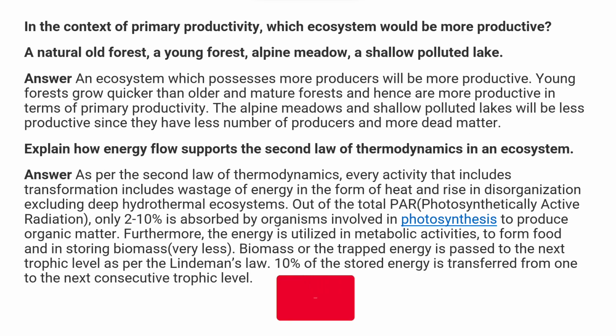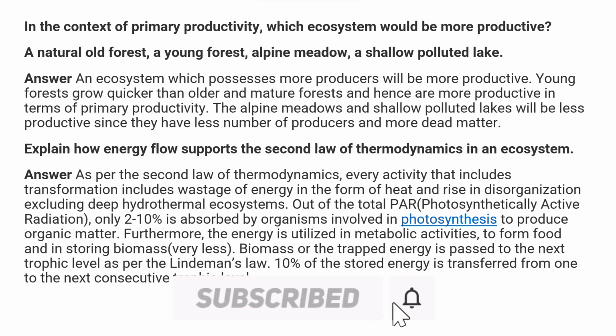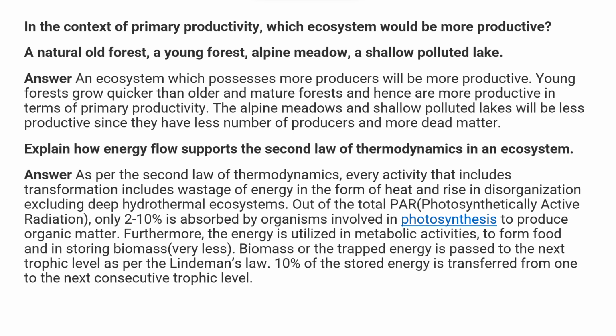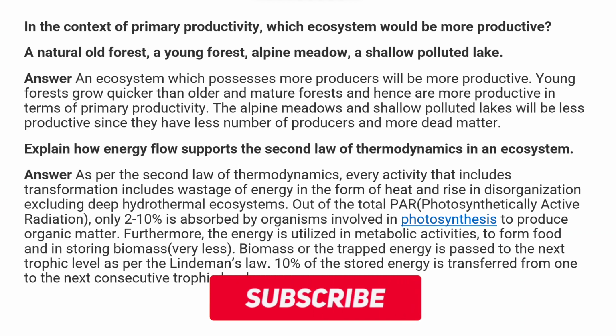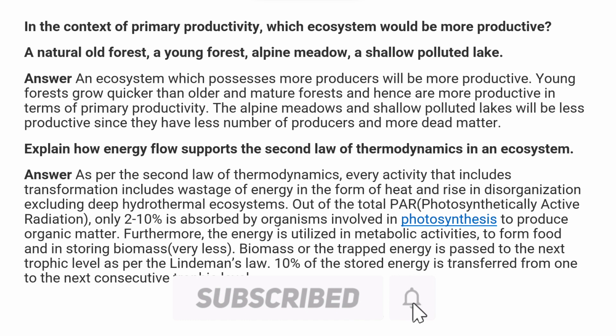In the context of primary productivity, which ecosystem would be more productive? A natural old forest, a young forest, alpine meadow, a shallow polluted lake. Answer. An ecosystem which possesses more producers will be more productive. Young forests grow quicker than older and mature forests and hence are more productive in terms of primary productivity. The alpine meadows and shallow polluted lakes will be less productive since they have fewer producers and more dead matter.